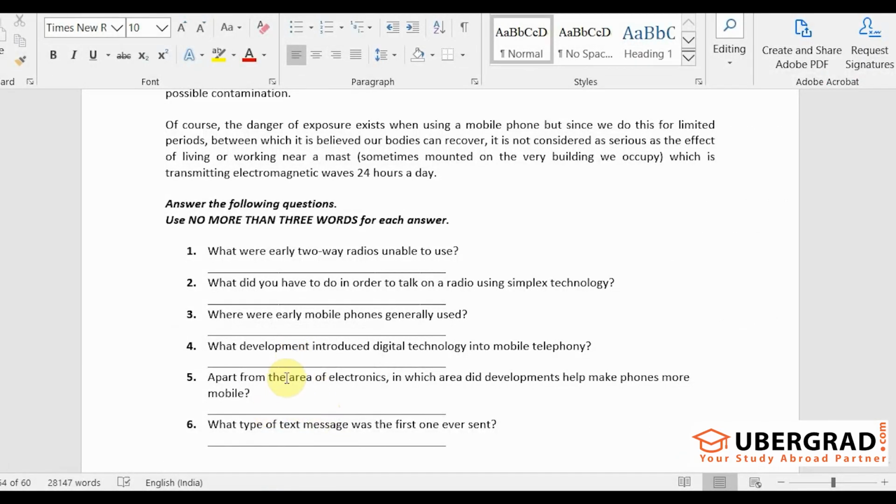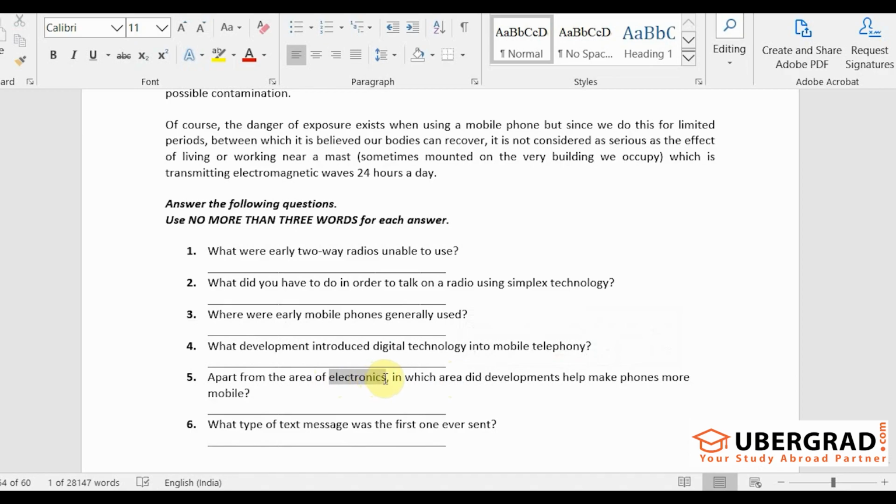Apart from the area of electronics, in which area did developments help make mobile phones more mobile? Okay, phones more mobile. So apart from electronics, in which area? In which area means it also has to be a kind of noun, the name of something, right? In which area did developments help make phones more mobile? What can be a keyword? We can search for electronics.